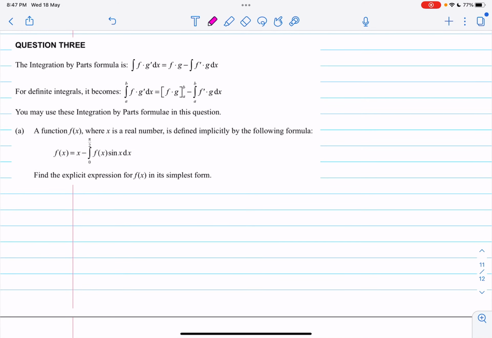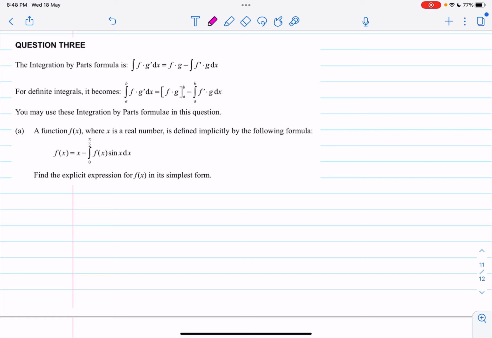Yeah, this is still the 2016 paper, question 3A. So they've given us the integration by parts formula, which is something like, they gave you this.